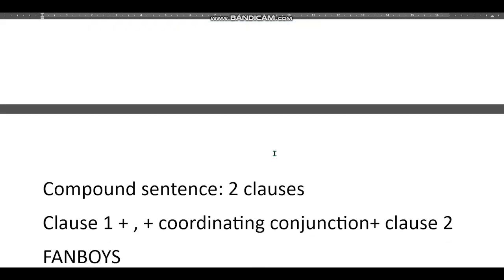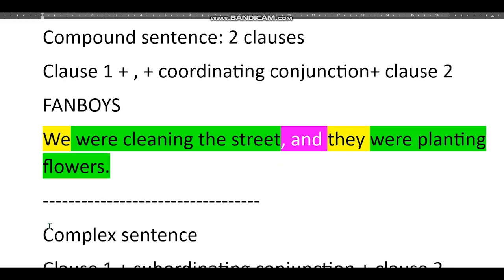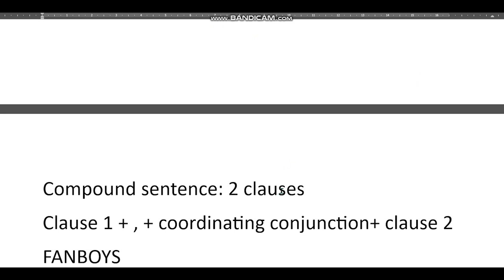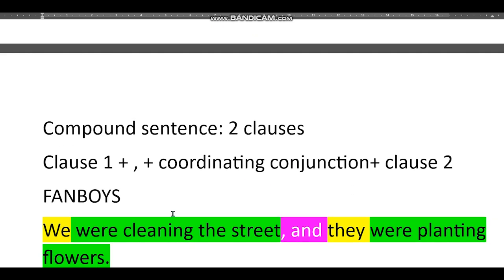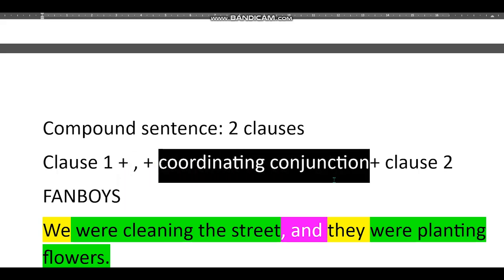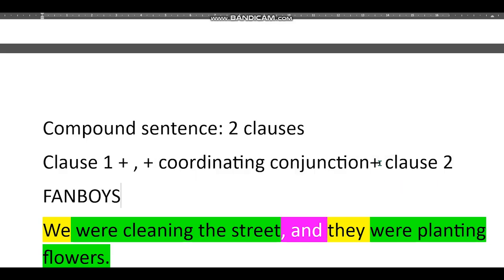So, now, moving on to the second type of sentences. The second type of sentences is called a compound sentence, and it doesn't have one clause, it has two clauses. Okay, so how do we make a compound sentence? We add the first clause, then we add a comma, and we add something called a coordinating conjunction, and then we add the second clause. So we have clause 1 and clause 2, and in between we have a comma, and it's very, very important to add a comma and a coordinating conjunction.